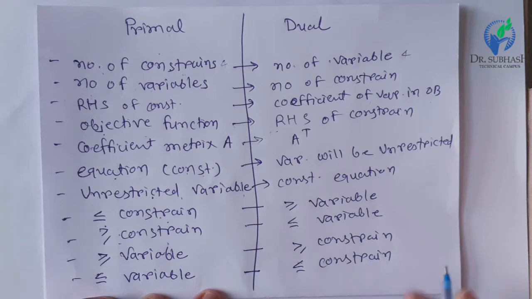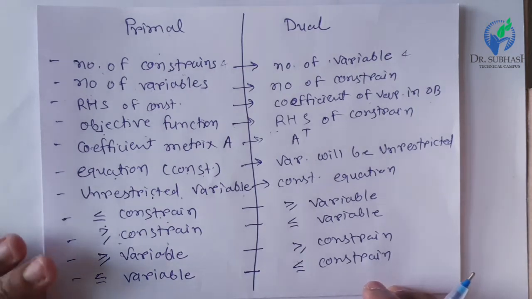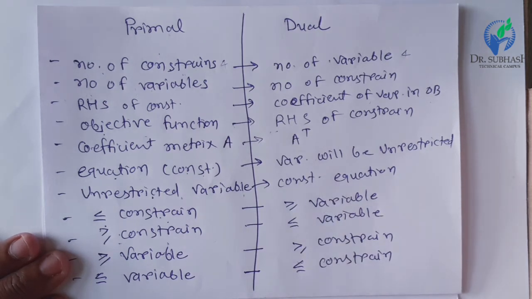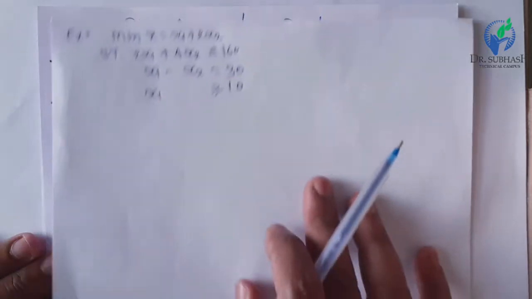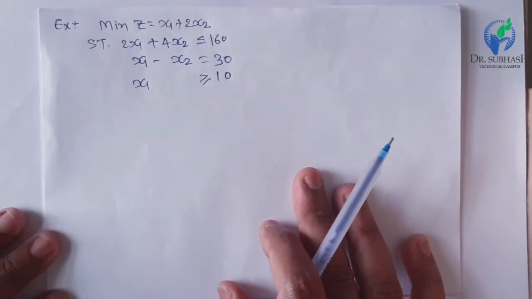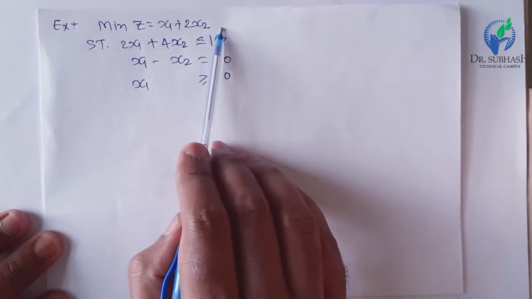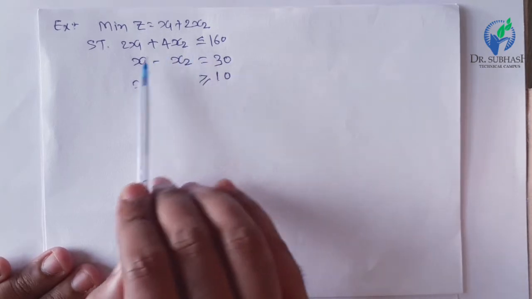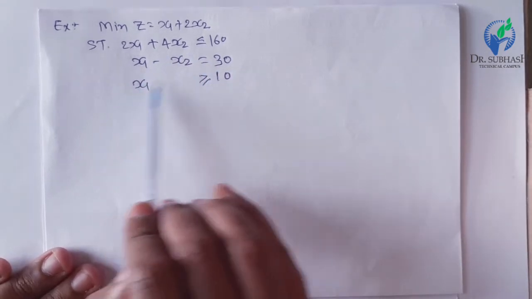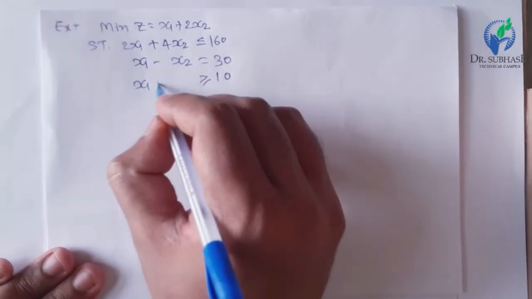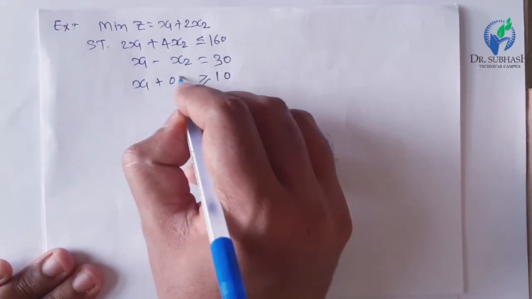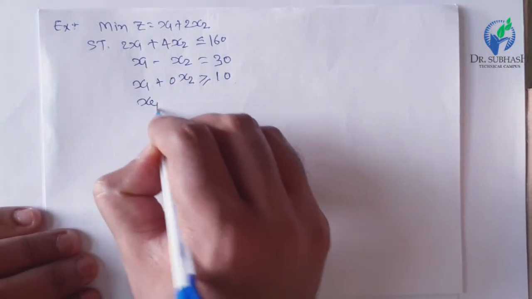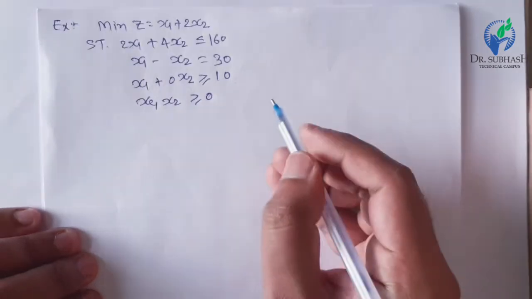So these are the rules we have to keep in mind while converting any primal problem into the dual problem. Now let us understand with the help of another example which is given here of minimization type. Minimize z equal to x1 plus 2x2 subject to the constraints 2x1 plus 4x2 less than or equal to 160, x1 minus x2 equal to 30, x1 greater than or equal to 10. Here nothing is given for x2, so we can write it as 0x2. And the last is the non-negativity constraint, x1, x2 greater than or equal to 0.